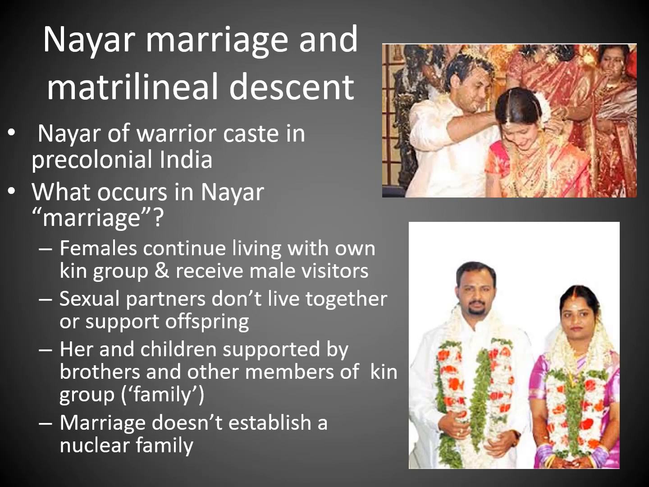At the same time, these brothers are going out visiting other females, right? Having relationships with them, but not taking care of their kids. They have no obligation to do that. Their obligation is to take care of their sister's children, the offspring in their matriline. That is the family unit. And so it's the brothers, the sisters and their children, and the maternal kin that live together.